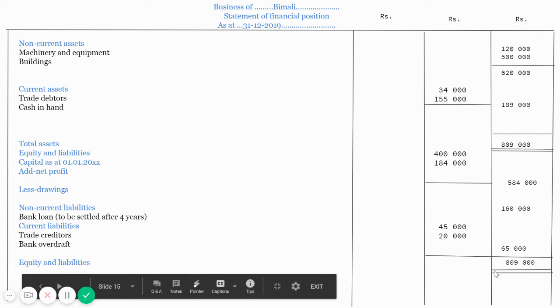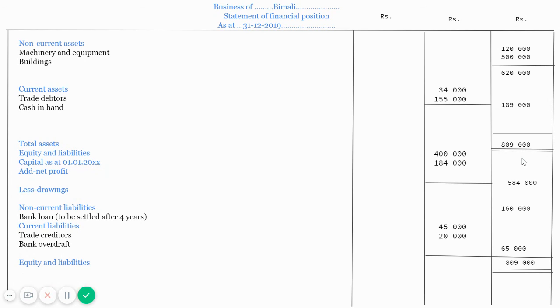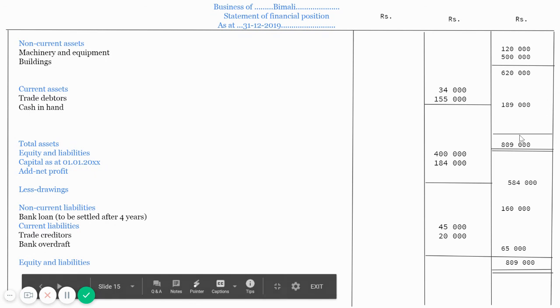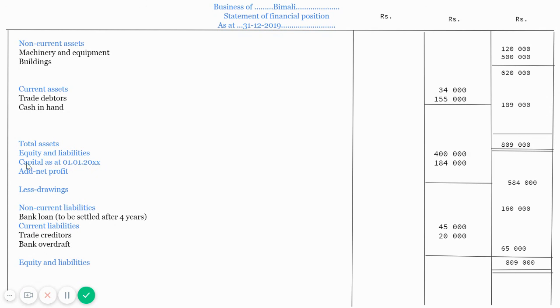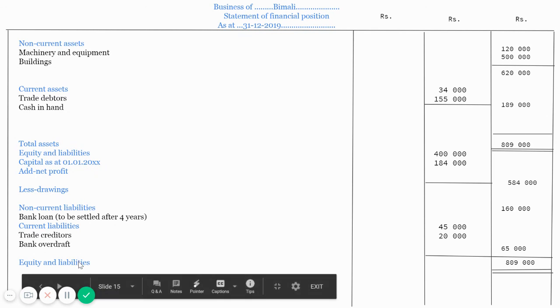And once you add all these three figures together, you are getting equity plus liabilities, which will add up to 809,000 rupees. So according to the accounting equation, always the assets of the business must be equal to the equity plus liabilities, which we have proven here. Once you complete the sum, we have proved that 809,000 will be the total assets, and equity and liabilities of the business will also be equal to 809,000.